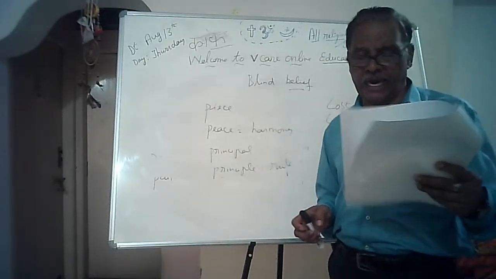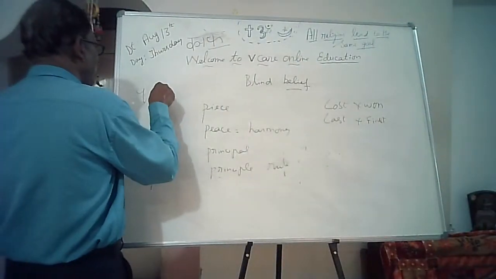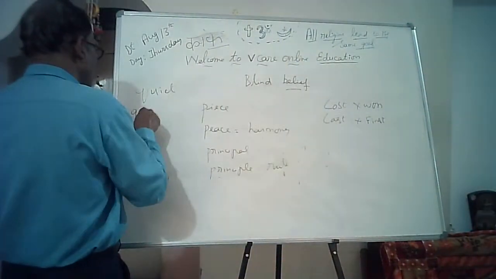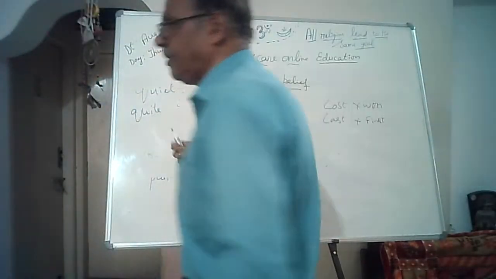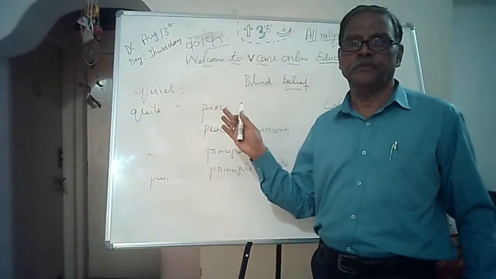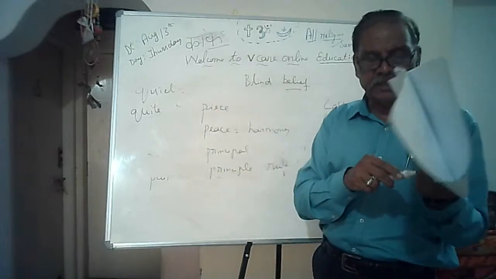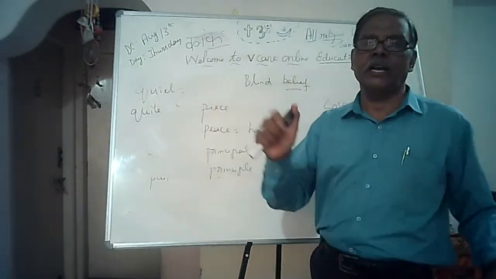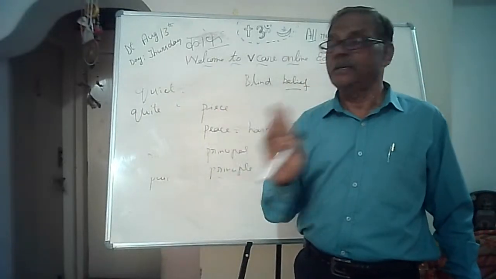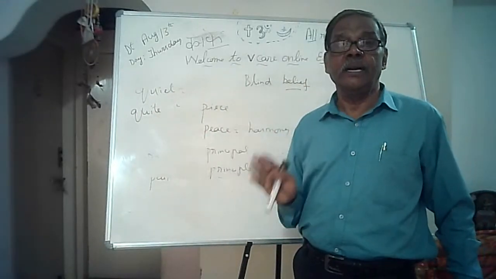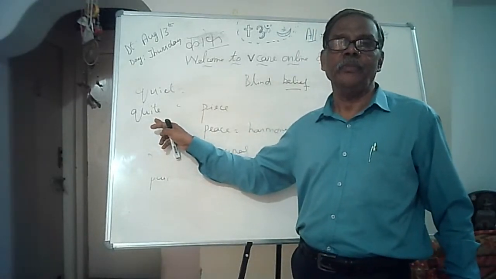Now coming to quiet and quite. Very commonly we use these. Q-U-I-E-T, Q-U-I-T-E. Most of the students will get confused with this. Q-U-I-E-T means it is silent. Q-U-I-E-T is quiet. Q-U-I-T-E is quite, comfortable. How are you? I am quite well. This quite you have to use.